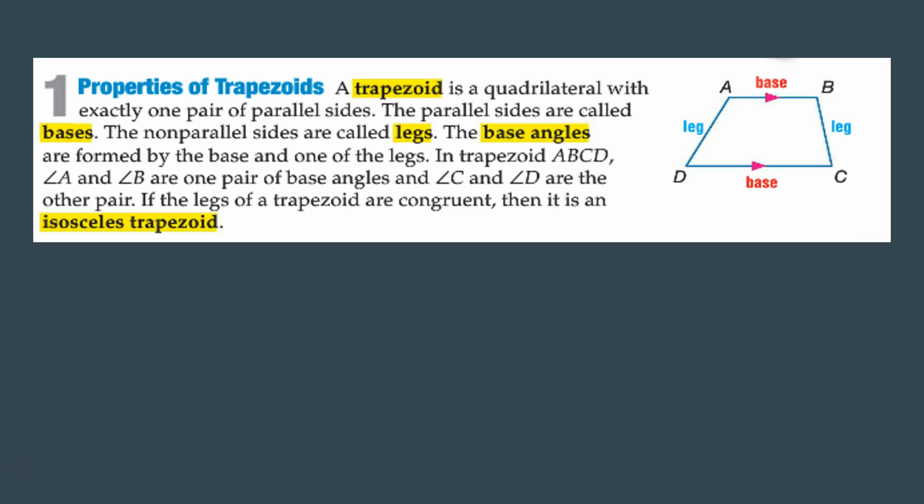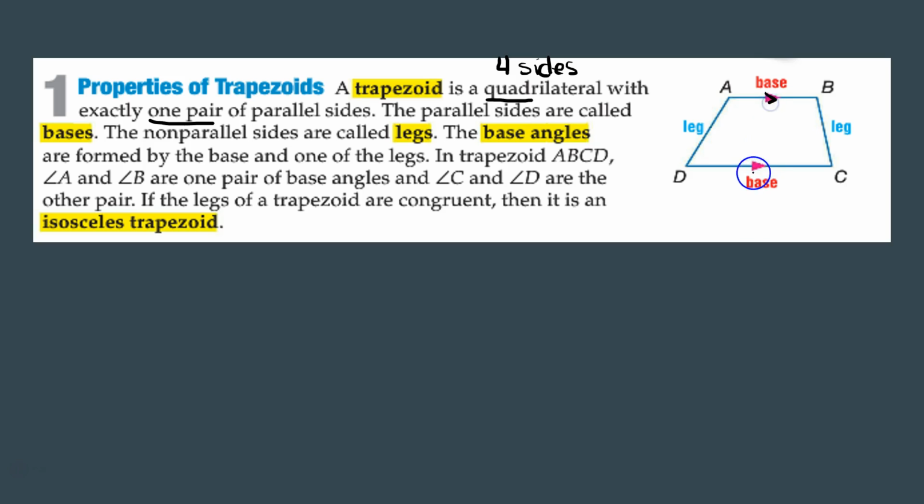Alright, so let's go over what a trapezoid is. A trapezoid is a quadrilateral. Remember, quadrilateral has a keyword, or I should say prefix, quad in there, which means 4. So we're talking about a polygon with 4 sides. And notice it also says with exactly one pair of parallel sides.